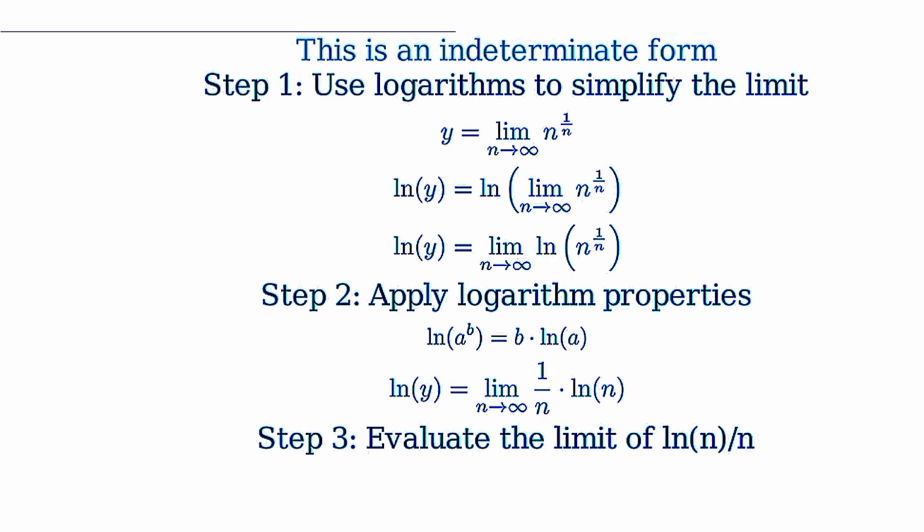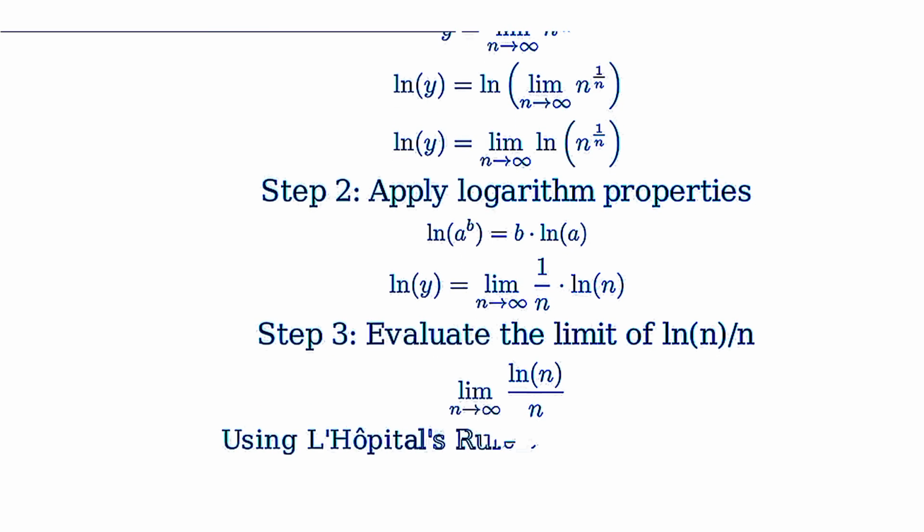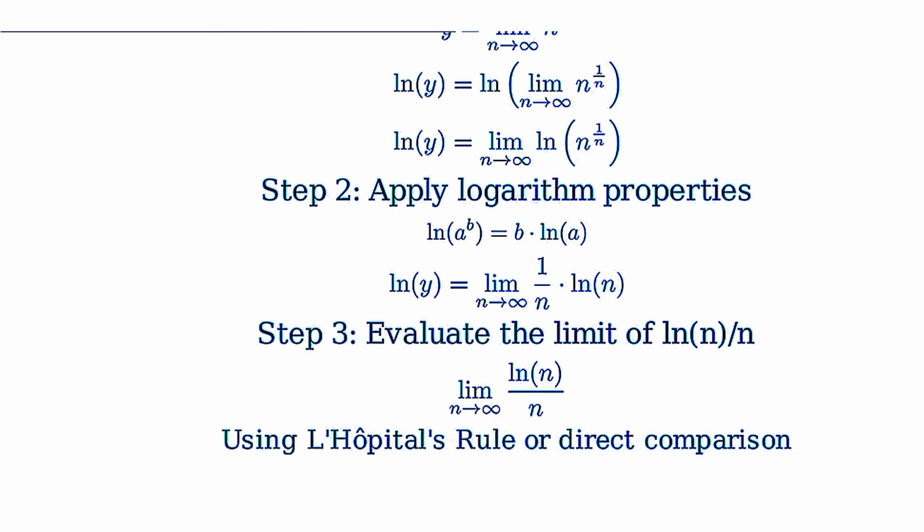Step 3. Now, let's focus on the limit of 1 over n times natural log of n as n approaches infinity. This is a well-known limit in calculus. We can solve it using L'Hopital's rule or by recognizing that as n approaches infinity, the natural log of n grows much slower than n itself.